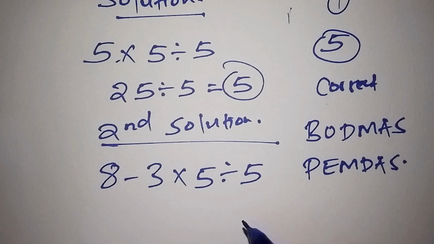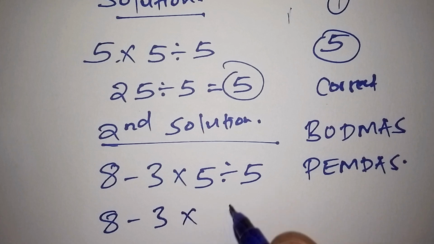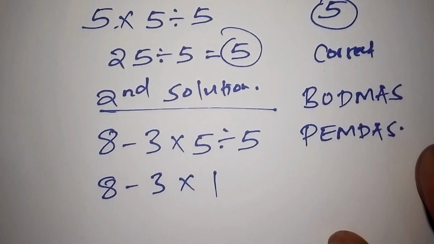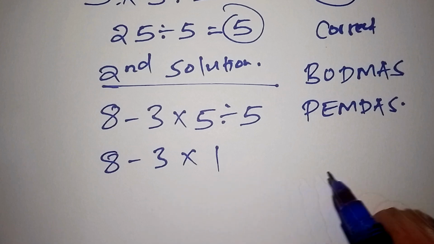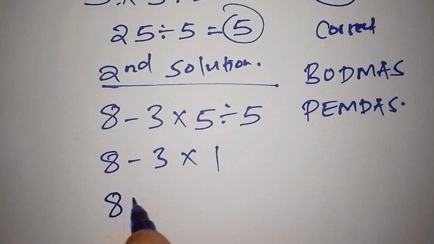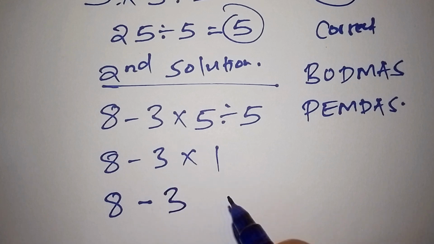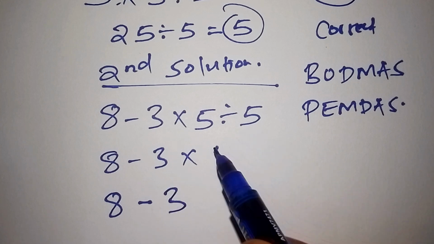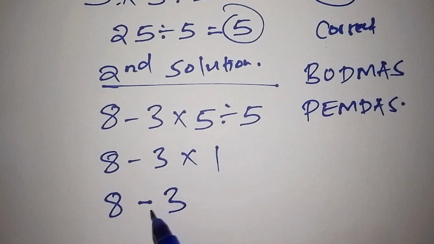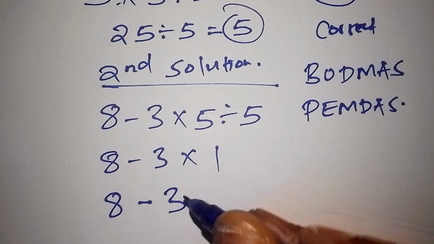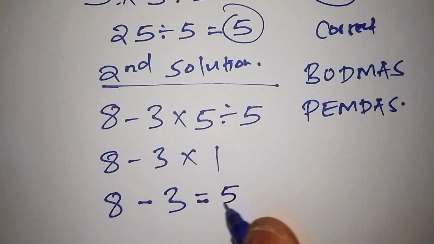So we shall now take the division first. That is now 8 minus 3, then multiply by 5 divided by 5 is 1. Then the next one is tackling the multiplication sign. That is now 8 minus, so 3 multiplied by 1 is 3. So when you have it this way, 8 minus 3, the answer now becomes 5.